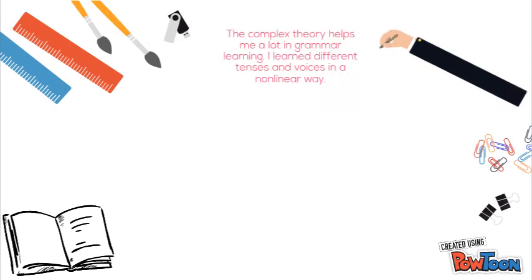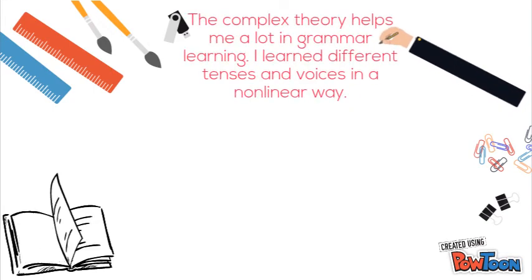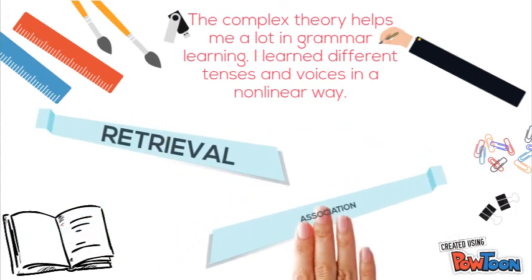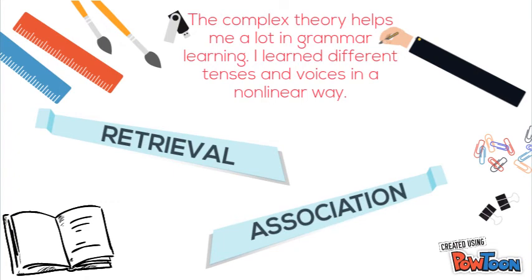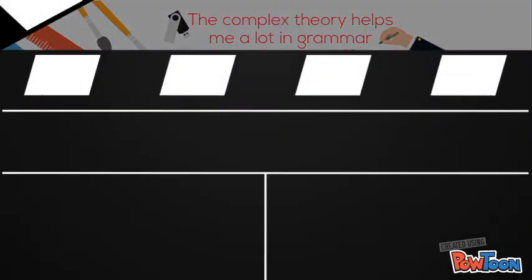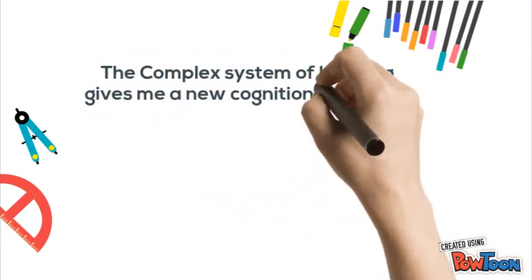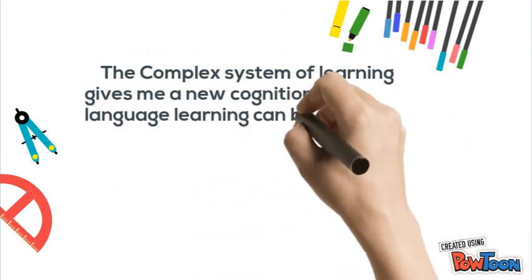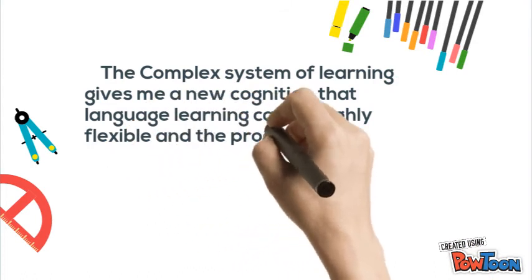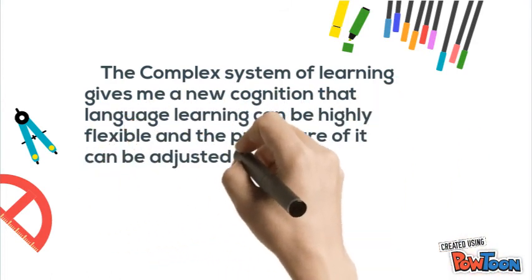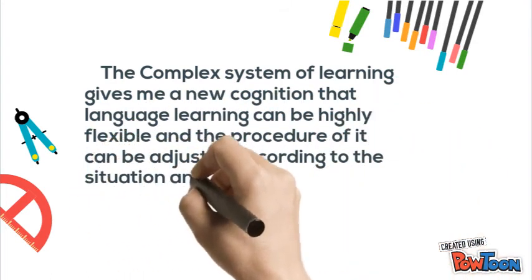Additionally, the complex theory helps me a lot in grammar learning. I learned different tenses and voices in a non-linear way. With retrieval and association, I got a better understanding of different grammar concepts. The complex system of learning gives me a new cognition that language learning can be highly flexible and the procedure of it can be adjusted according to the situation and different personal conditions.